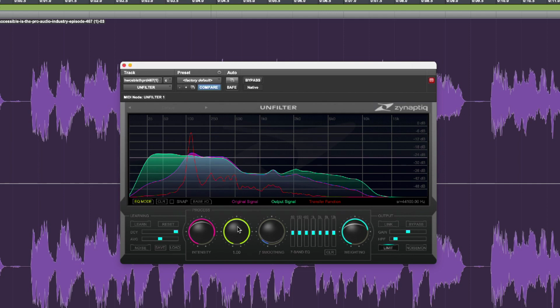So if I look at the analyzer in Unfilter, I can see that on the original signal in purple, the signal is down at 5K, whereas with my output signal, I have that restored intelligibility where it counts.